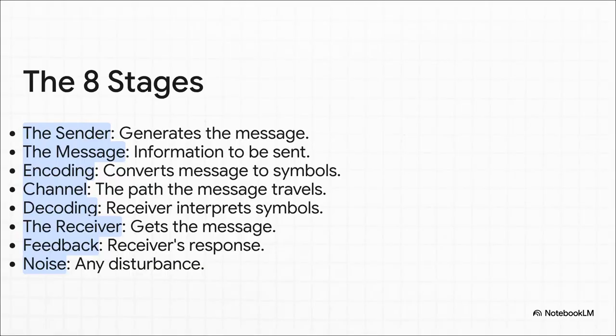You must know these steps in order. A classic multiple choice question will ask you what step comes after encoding, or what step comes before feedback. So the order is, a sender has an idea, they create a message, they encode it into words or symbols, send it through a channel, the receiver gets it, decodes it, and then provides feedback. And remember, noise can interfere anywhere in that chain.